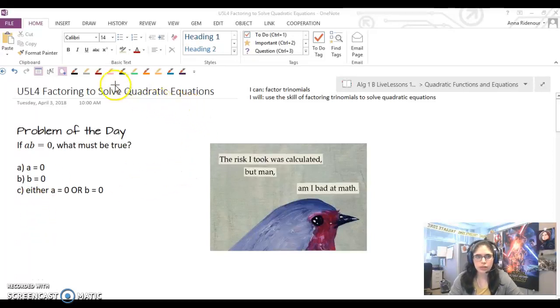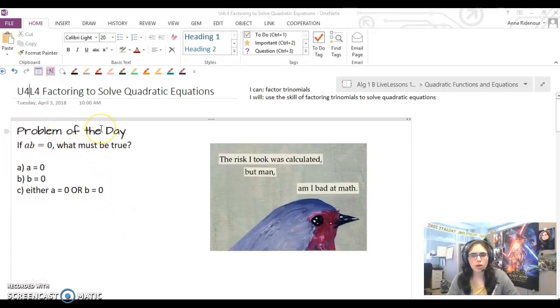Hello everyone. So this video is on Unit 4, Lesson 4, Factoring to Solve Quadratic Equations. You should be aware of other ways to solve from the previous lesson, but today we are going over specifically using factoring to solve.